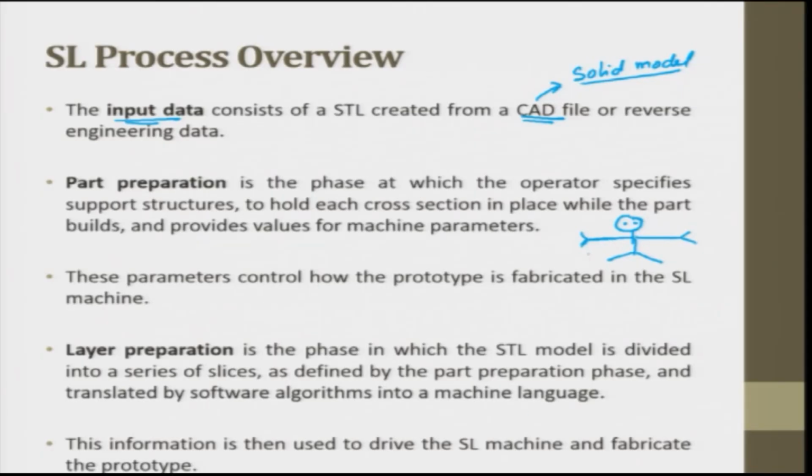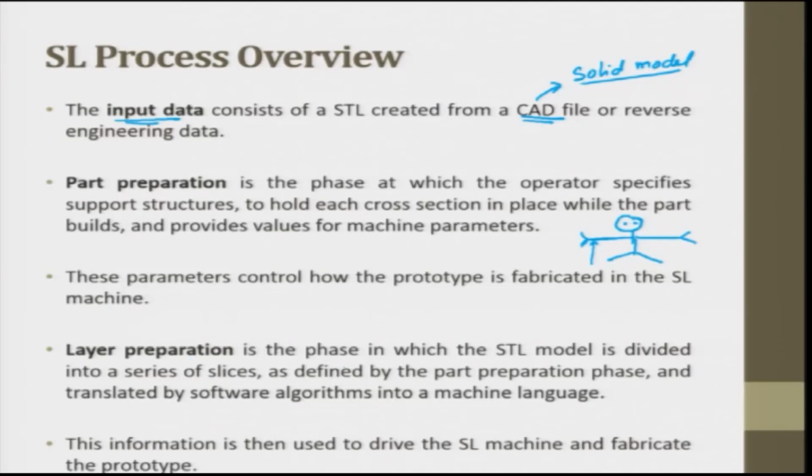So what we do is we first see how do we support this layer from the bottom, up to this area, and then when it comes to this height or this level, you see that the UV laser falls on it and then creates it. These parameters control how the prototype is fabricated in the SL machine.